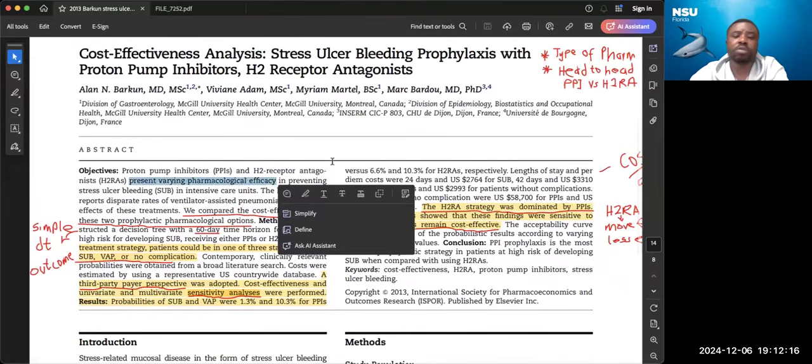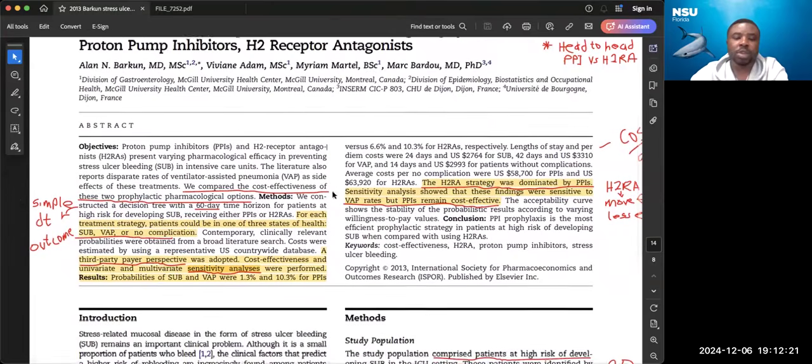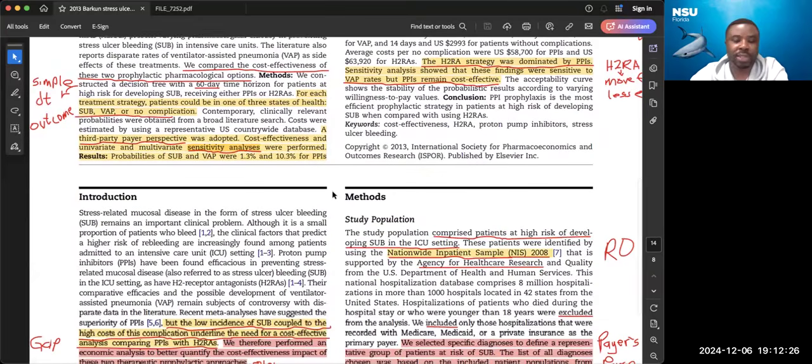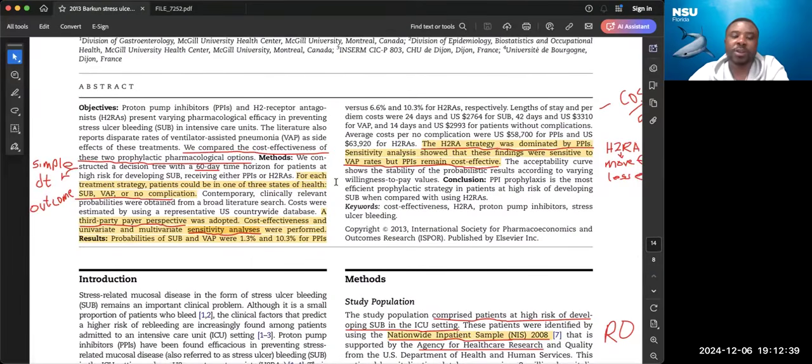So I'm going to give a brief overview of what this research is all about. This research is really about patients in the ICU who are at high risk of developing stress ulcers. In this case, the stress ulcer is our primary outcome. There's a secondary outcome, which is ventilator-associated pneumonia. So our primary outcome, the main thing that we are looking at here, is prevention of stress ulcer bleeding.